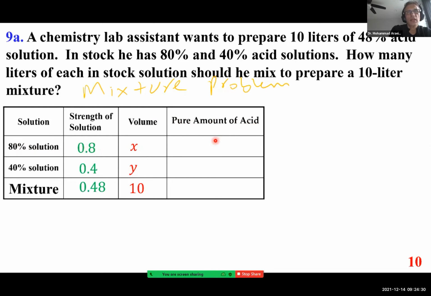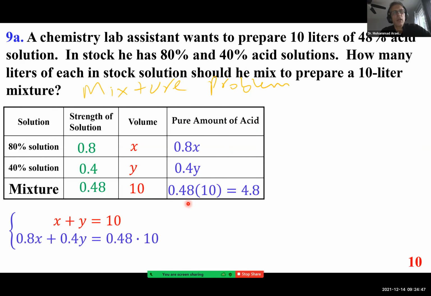So 0.8 times X goes here, 0.4 times Y goes here, 0.48 times 10 goes here, which is of course 4.8. And this last column is the second equation. And as long as we have this table, we can clearly see these two equations. Practically, we're done. So we can do it by the substitution method. We let Y be 10 minus X. And we are going to replace the Y with 10 minus X here.